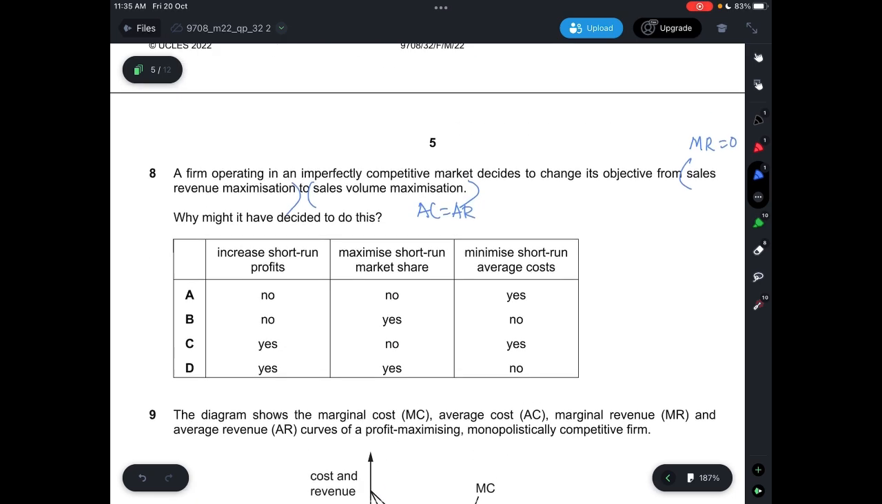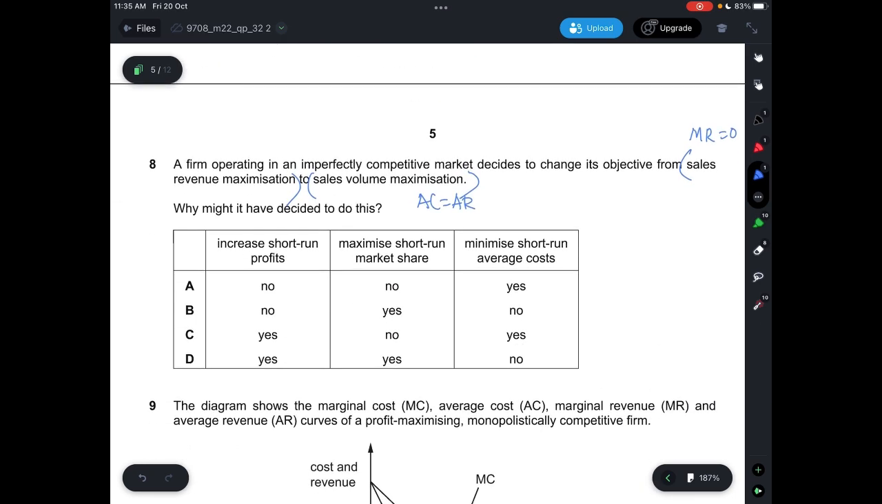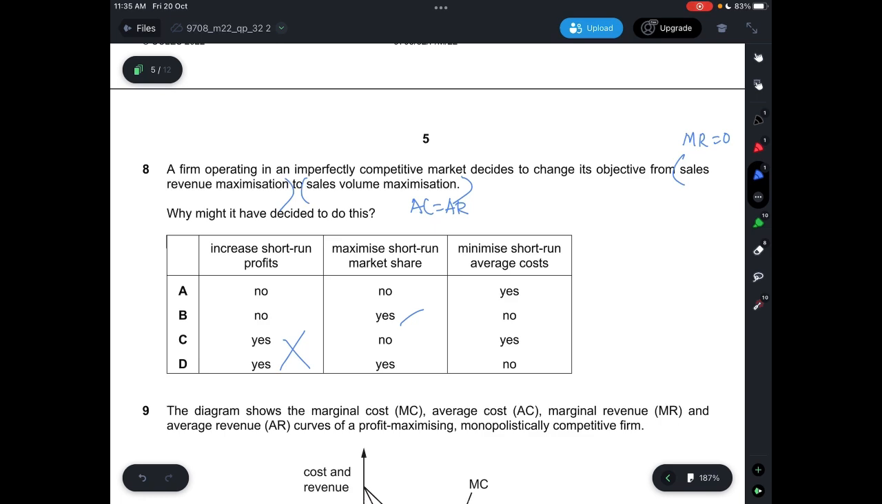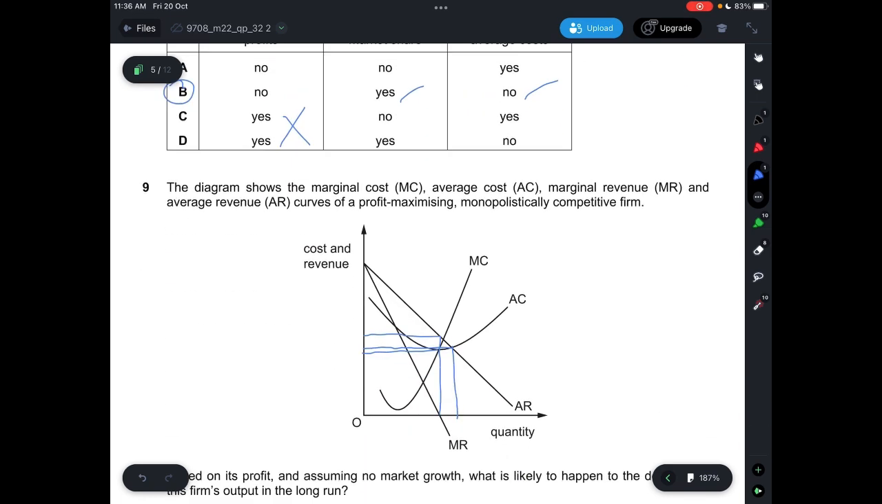So looking back at this table, you can see that for the leftmost row, it says this is to increase short-run profits, which is incorrect. So C and D will be wrong. And then maximize short-run market share. You will increase your market share because the quantity that you sell on the market would increase. So it's yes. And then for minimize short-run average cost, which is incorrect, because if you look at the graph, the average cost increases when you sell at a point where you can break even early. So minimizing short-run average cost would be no. So answer is B. Okay.